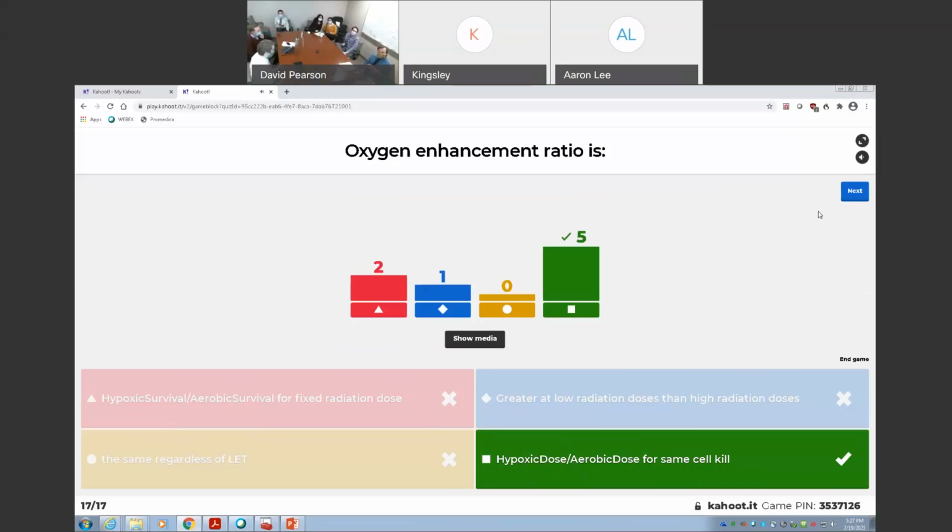All right. So yeah, to achieve the same amount of cell kill. Even the answers are all really tricky. Even if you kind of know what the answer is, you can't rule out some of the easy ones. None of them are really obvious. I went with blue and I'm like, well, if I give 200 gray in one dose or something, it doesn't matter.